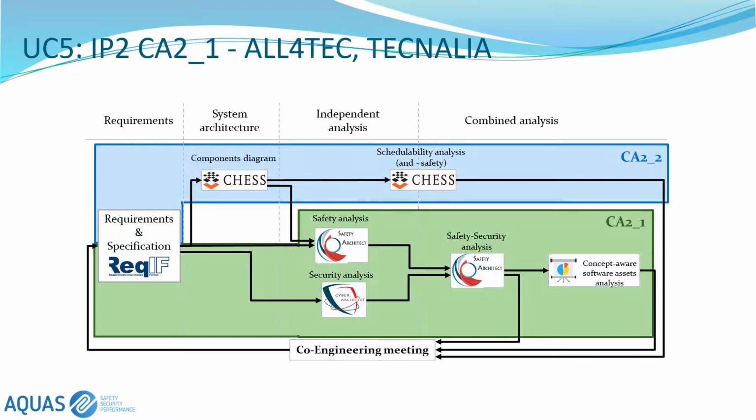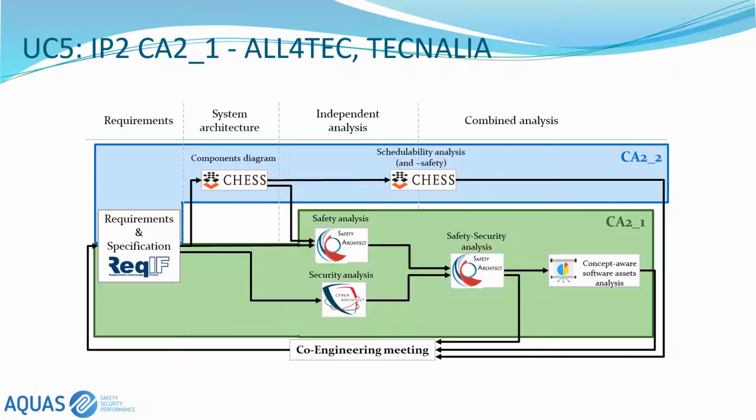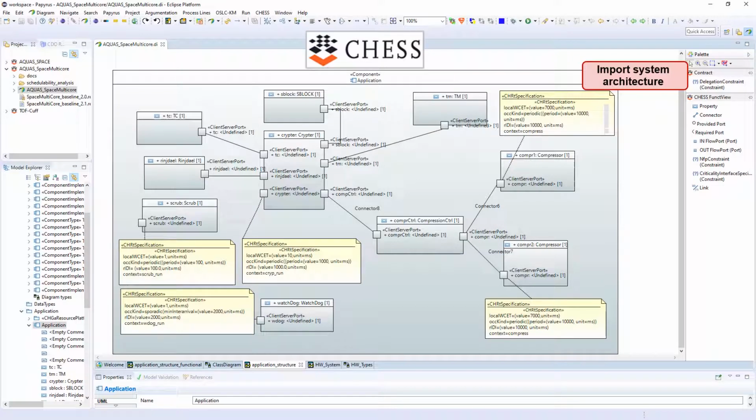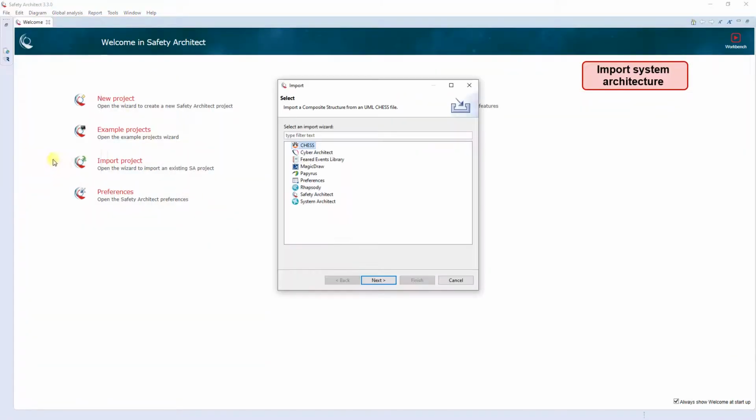Hello. This demonstration focuses on the safety security combined analysis and interference analysis which have been conducted on the use case 5. Let's start with the import of the system architecture from Chess into Safety Architect. In Safety Architect, an import function allows to import a Chess model.